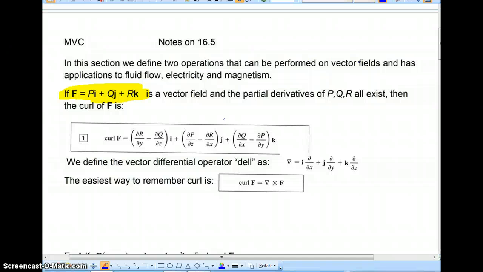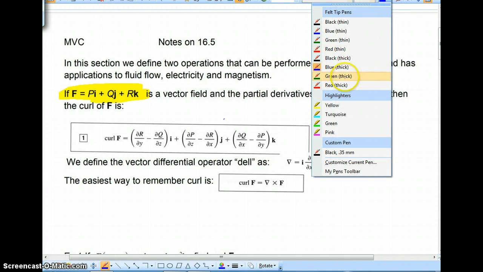But we're going to learn of two operations that we can apply on these vector fields. And I don't think we can appreciate them for a little bit. We're just going to learn the mechanics of it today. So let's say we do have some force field, a vector field perhaps, and we do have partial derivatives existing. Then the curl of F, and that can always look a little odd.